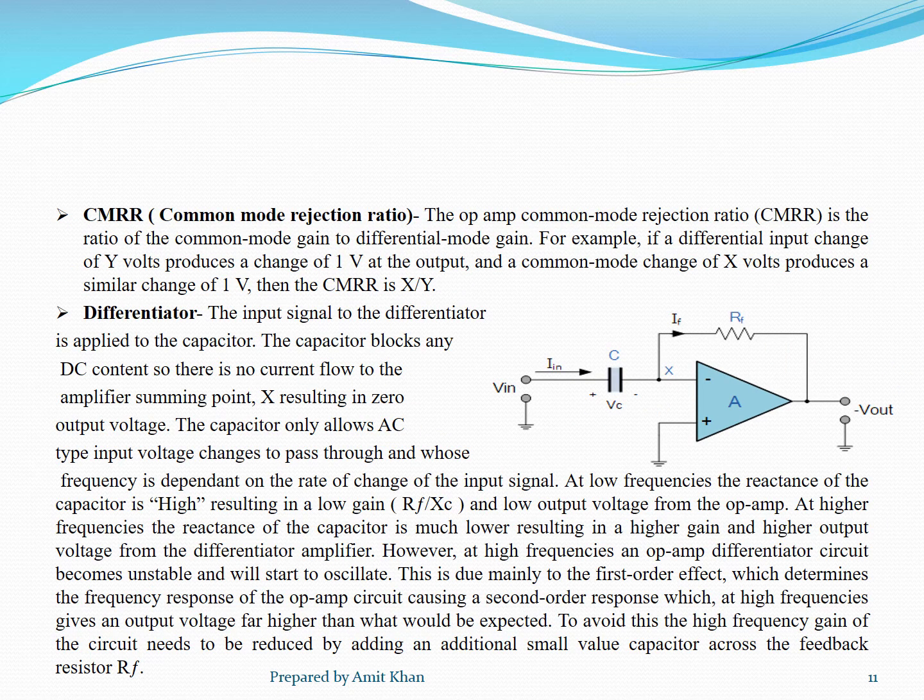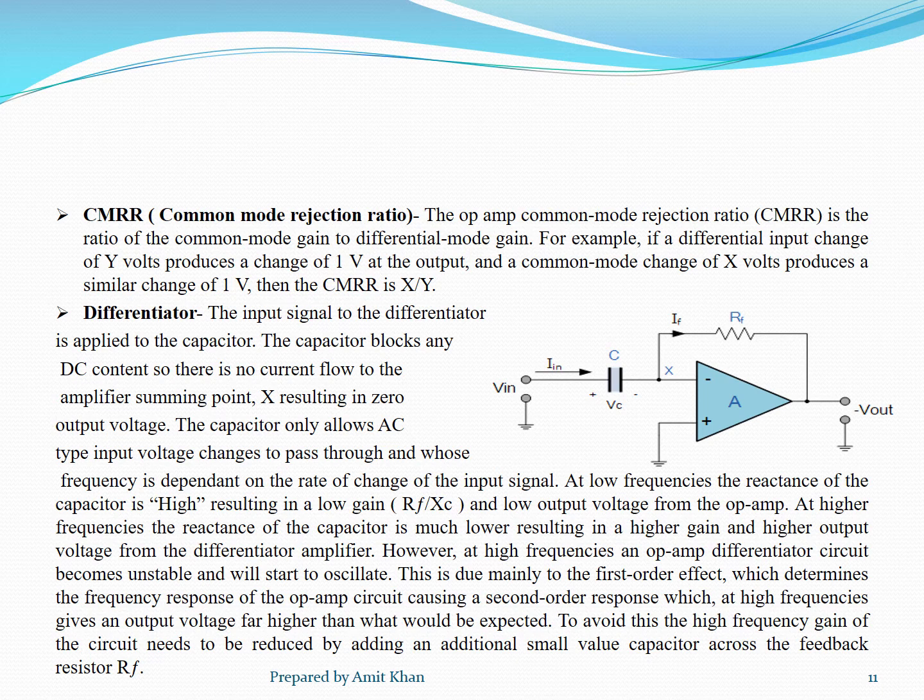Then comes CMRR. What is CMRR? CMRR is common mode rejection ratio. It is the ratio of the common mode gain to the differential mode gain. Then comes the differentiator circuit. Op amp as differentiator. The circuit diagram is shown in the figure.